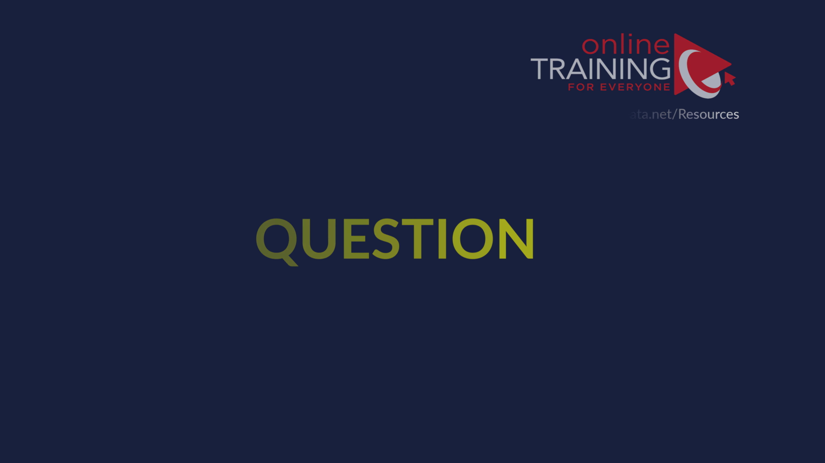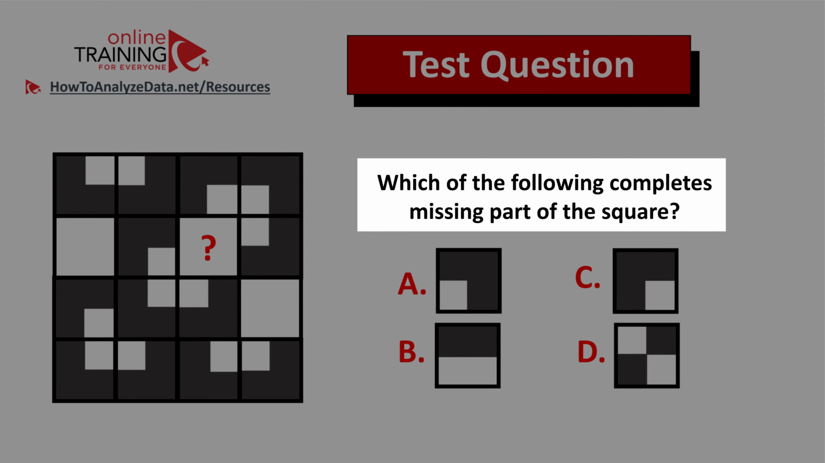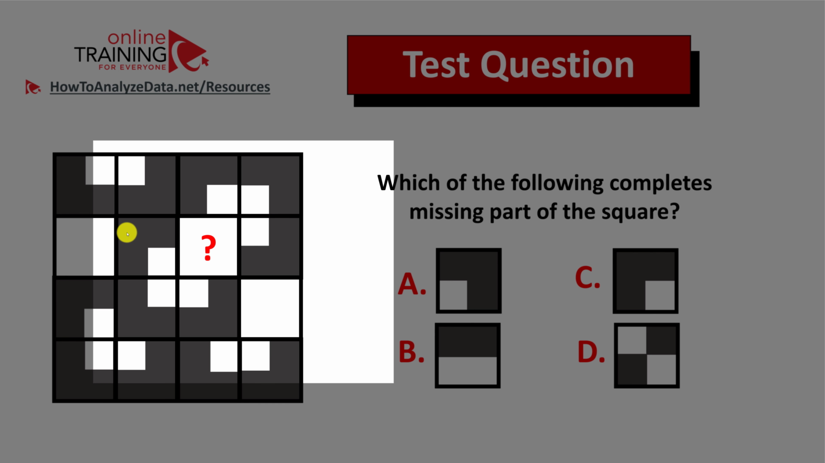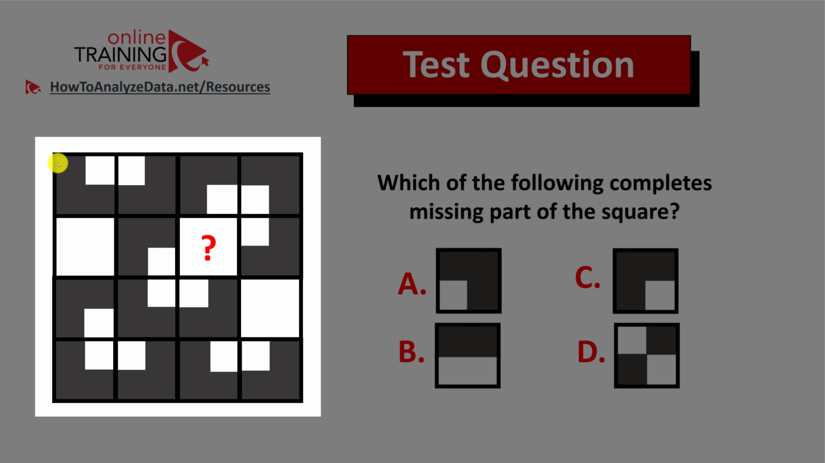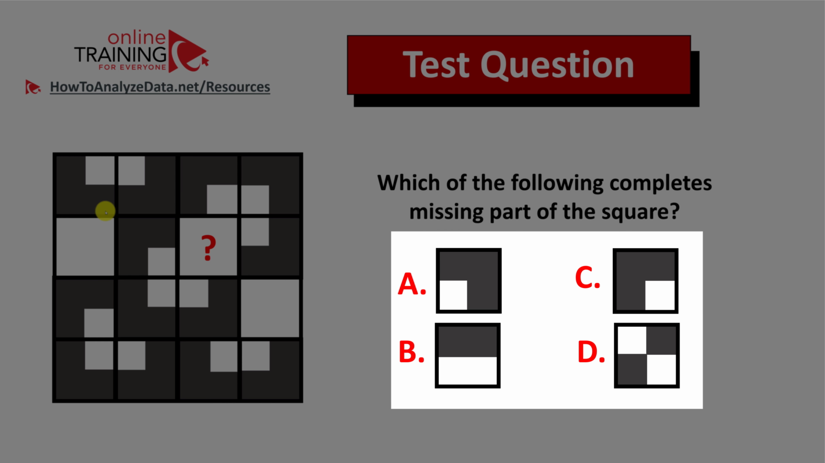Let me share with you a tricky question which tests your pattern recognition and visual reasoning skills. Which of the following completes the missing parts of the square? And you're presented with the 4x4 square, which contains different smaller squares inside, and 4 possible choices. Choice A, B, C, and D.